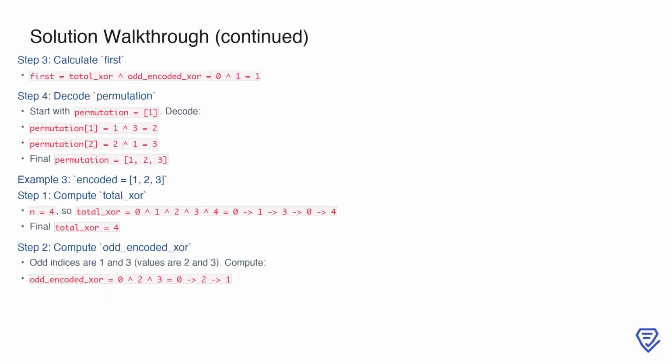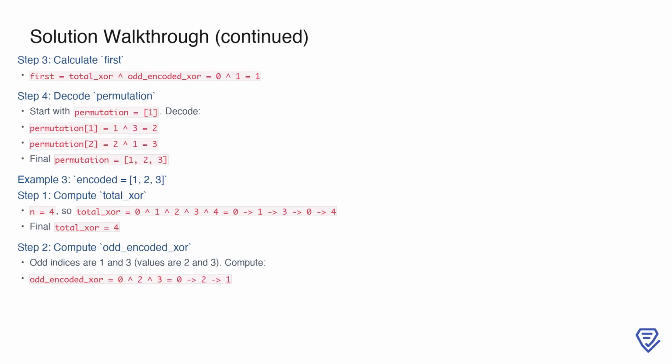Having calculated total XOR and odd encoded XOR, we can now find the first element of the permutation using first equals total XOR ^ odd encoded XOR. Substituting the values, first equals 0 ^ 1 equals 1. To decode the full permutation, we start with permutation equals 1. For the second element, we compute 1 ^ 3 equals 2, resulting in 1, 2. For the third element, we compute 2 ^ 1 equals 3, giving us the complete permutation, 1, 2, 3.